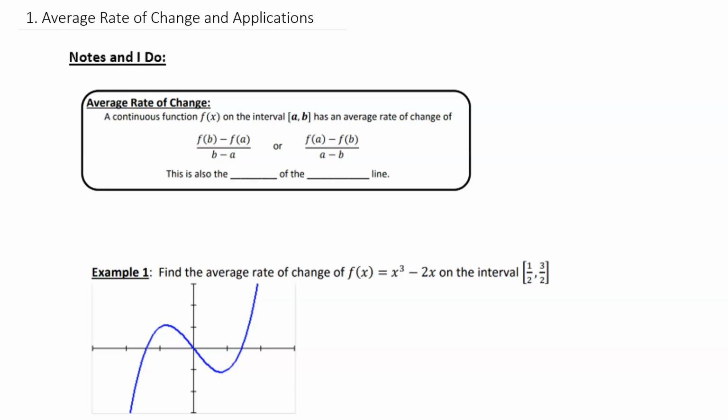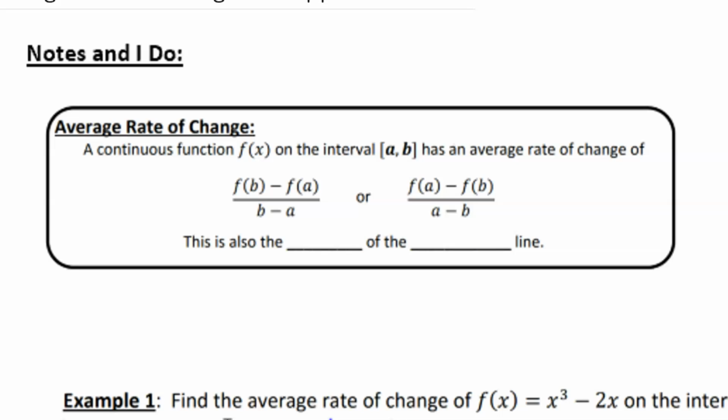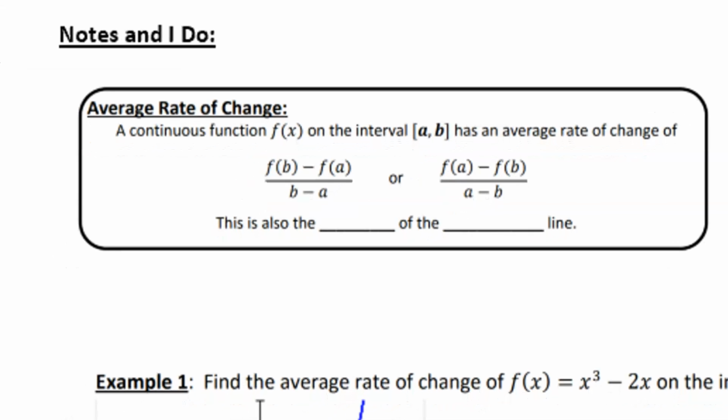Today we're going to look at average rate of change problems and some applications. So we've got some brief notes to do, and then we're going to get to the we do section. So an average rate of change is basically our slope on an interval.